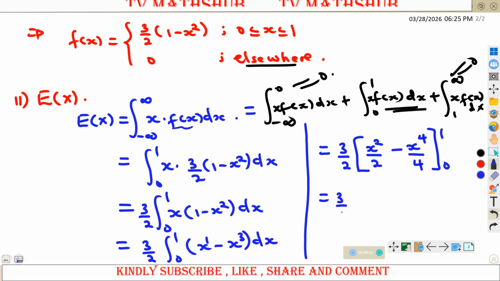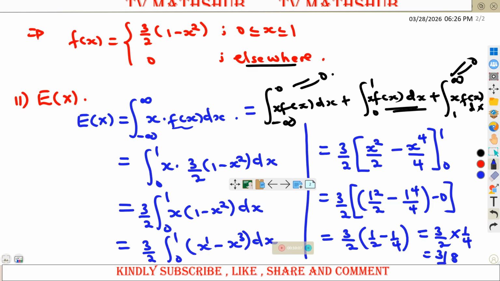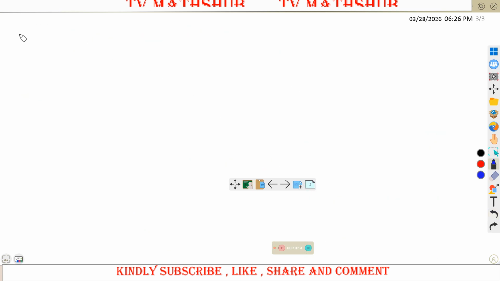So substitute. Put your limits. We shall begin with the upper limit. Where there is x, put there 1. So this is 1 squared over 2 minus 1 to power 4 over 4, then minus 0. Try to simplify this. This will give us a quarter. When you multiply that, that will be 3 out of 8. So our expectation, the mean of x, is 3 divided by 8. So that will be the answer.